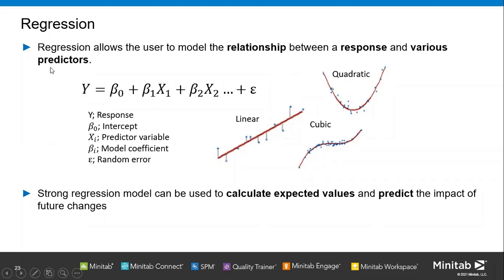Both of these, quadratic and cubical, we consider to be a non-linear shape between the response and the various predictors. So a strong regression model can be used to calculate expected values and to predict the impact of future changes. Meaning that if you have a new observation for x1, you can predict the value of your y. If you have new data coming in with x2, you can predict the value of your y. This is why we need a model, for example a regression model, so you can do the prediction for a better future.